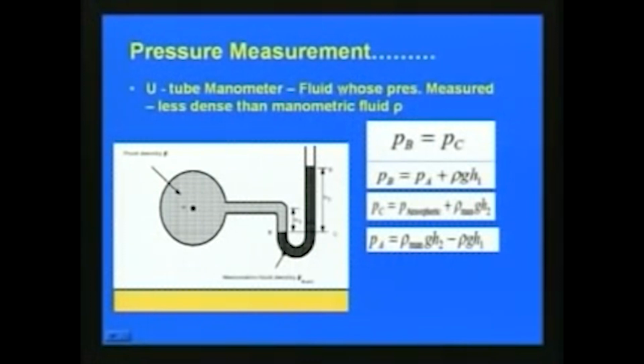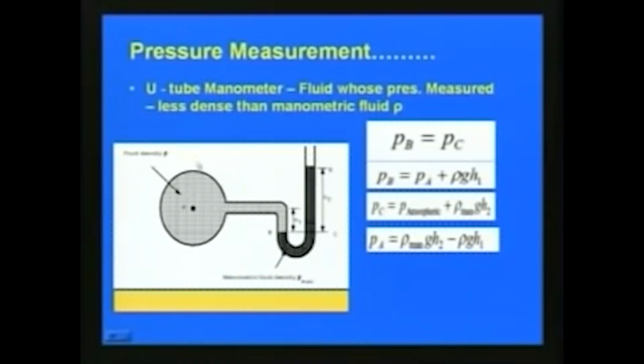Here, the fluid whose pressure is to be measured, you can see a tube shaped in a U shape, and there will be a manometric fluid inside this U-tube. You can see this is the manometric fluid of density rho manometer, and generally it will be a dense fluid. Where we have to measure the pressure accurately, we can connect this U-tube like this. So, here we are measuring the pressure in this pipe or a container, and we are connecting this U-tube like this.